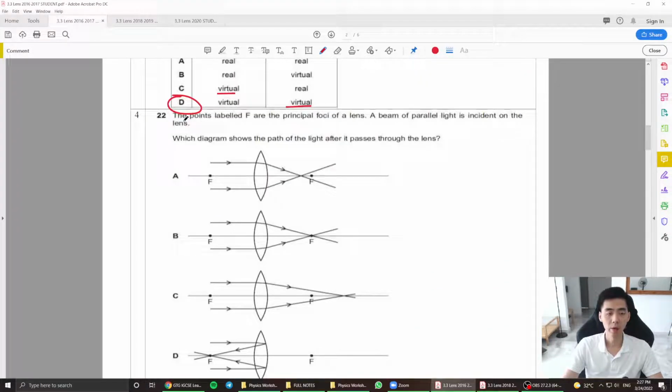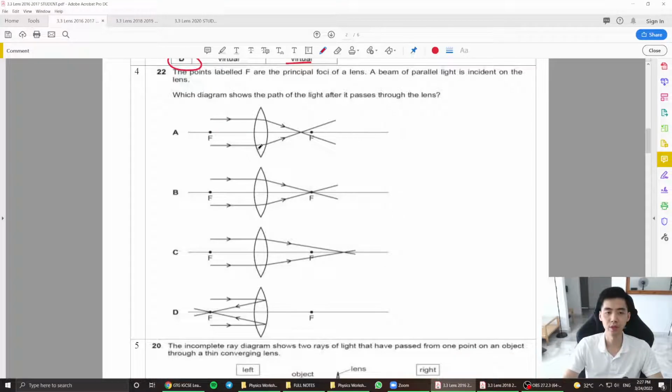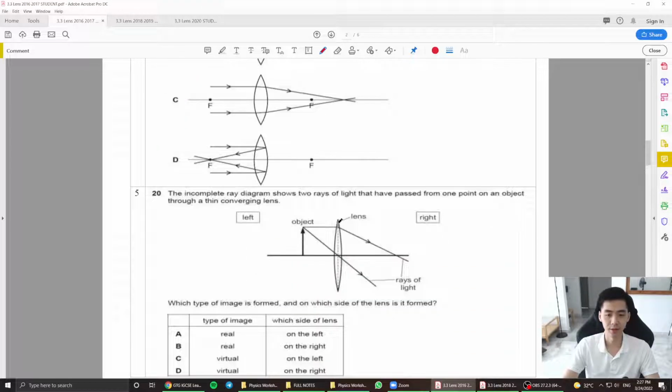Alright, look at the next question. The points labeled F are the principal foci of a lens. A beam of parallel rays is incident on the lens. Which diagram shows the path of light after it passes through the lens? Once it passes through the lens, they are supposed to converge at the principal focus. So B is naturally the answer here.